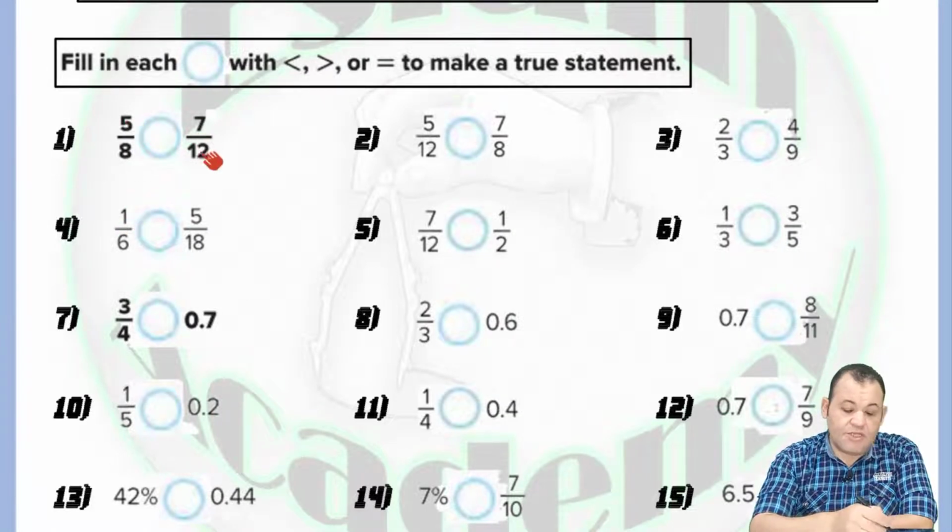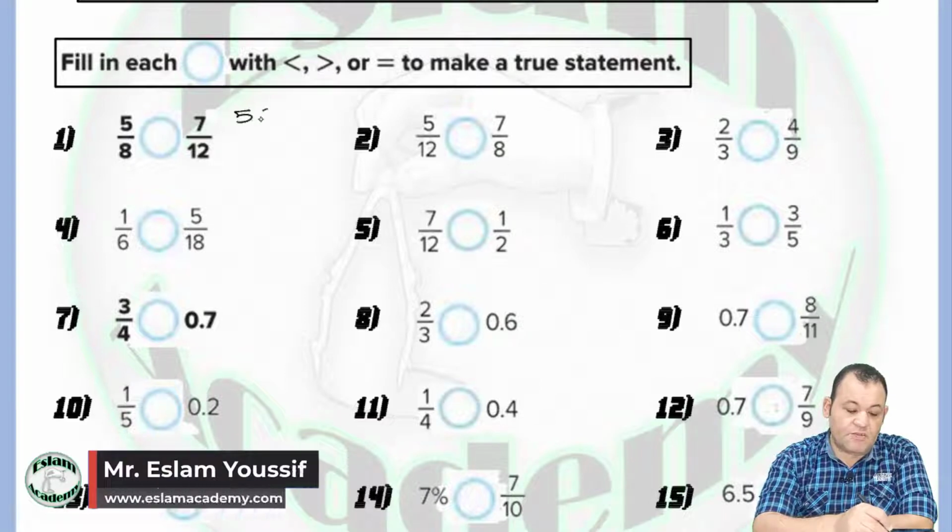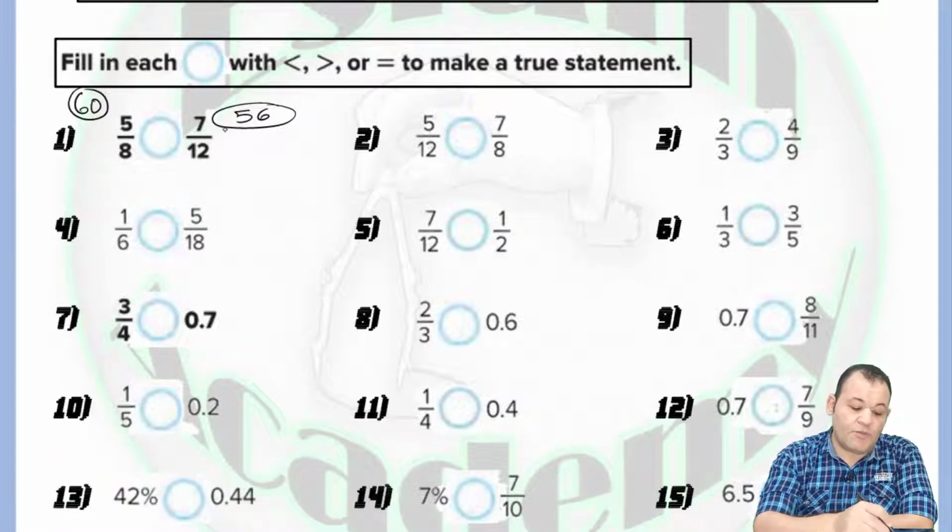Now the numerator and denominator are different. How can we solve it? At the first, I will start from down, then going up. 8 multiplied by 7 equals 56. And 12 multiplied by 5 equals 60. Now I will compare between 60 and 56. You will find that 60 is greater, it means 5 over 8 is greater than 7 over 12.